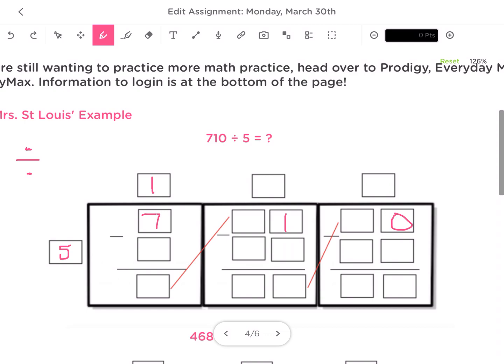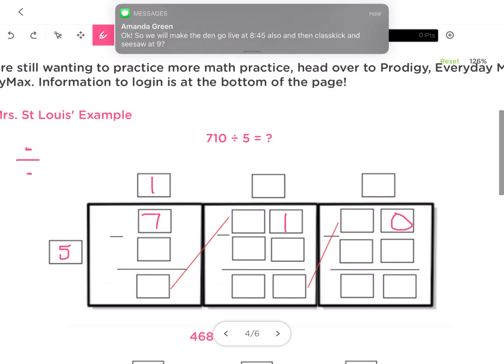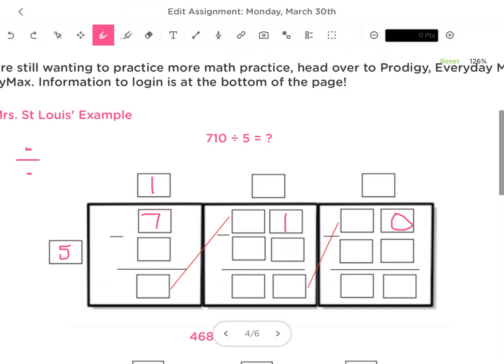My second step, now I'm going to multiply. I'm going to multiply the number that I just put in my box by my divisor, which are those right there. 5 times 1 is 5, so we put that underneath our 7. And now we subtract. We take 7 minus 5, which is 2. And we carry that over to the next box, which is why that red line is there.